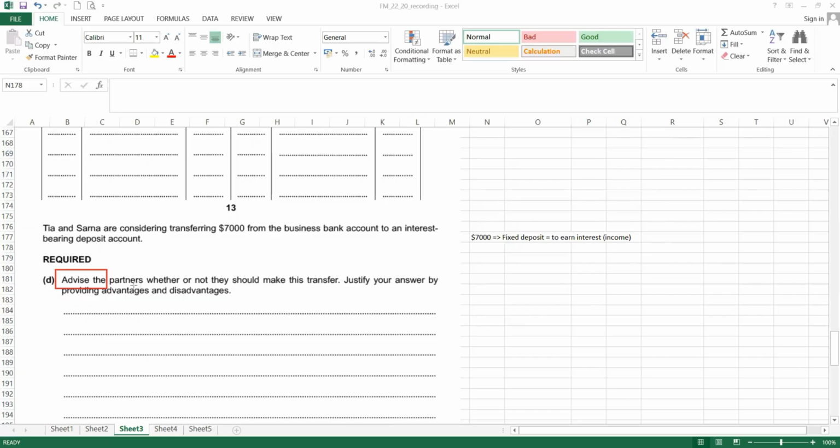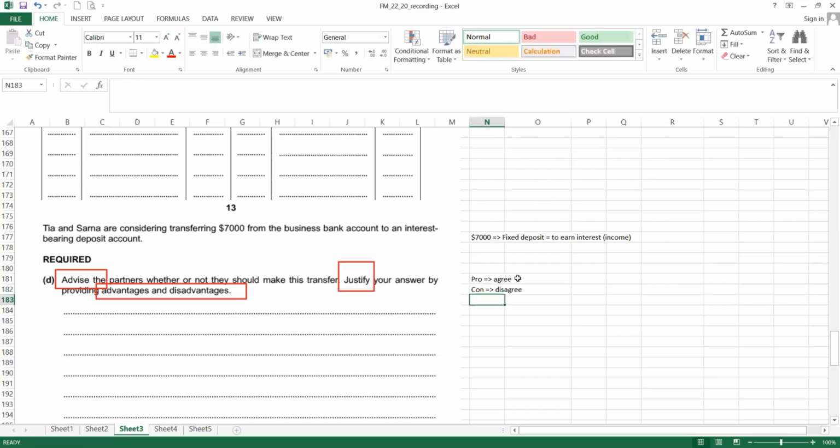They say advise the partners whether or not they should make this transfer. Justify your answer by providing advantages and disadvantages. When they say advise, you presume that you are a professional. Advise whether, yes. In your answer, when you justify, always put pro and con. Pro means that you agree, you agree with the suggestion. And con means that you do not agree.